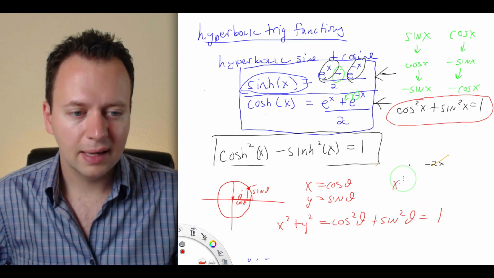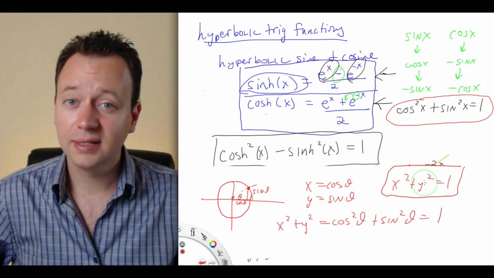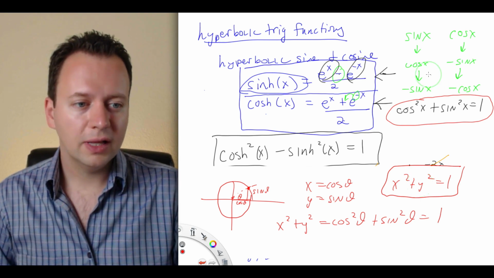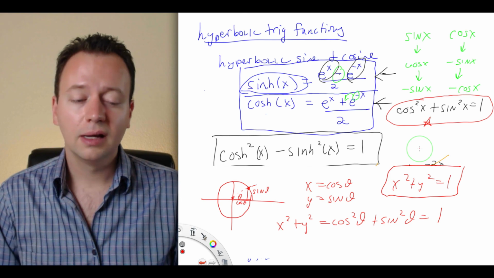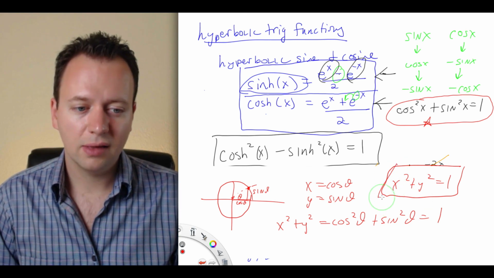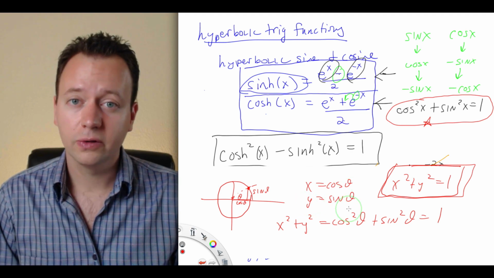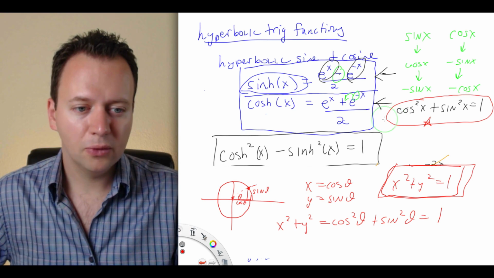And we recognize that x squared plus y squared equals 1 is just the basic equation for a unit circle centered at the origin. So this relationship cosine squared theta plus sine squared theta is equal to 1 is really just a statement of the fact that the point x equals cosine theta, y equals sine theta travels around a unit circle. Now you can say something similar with this one.